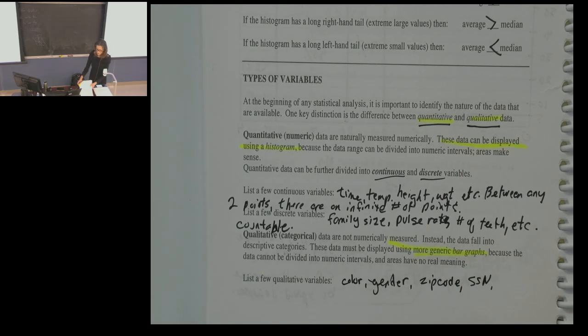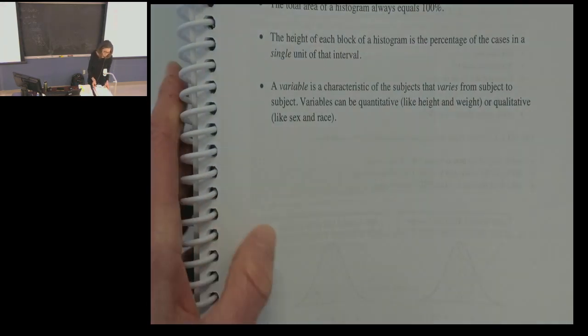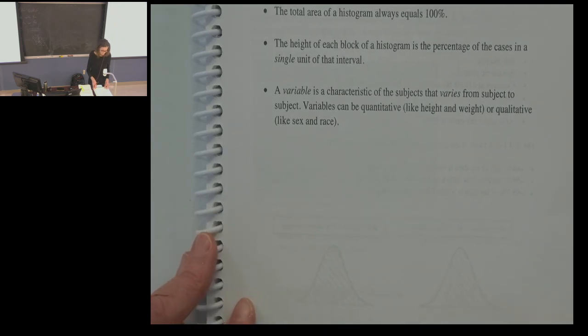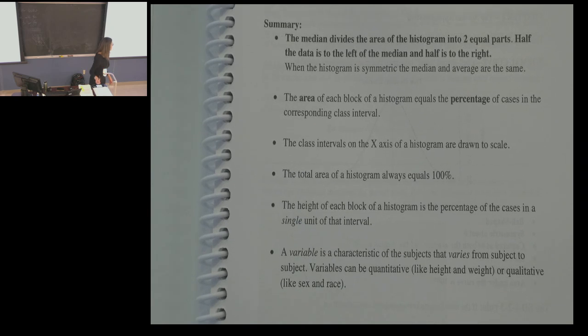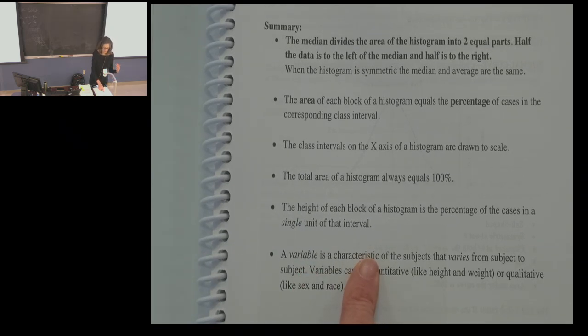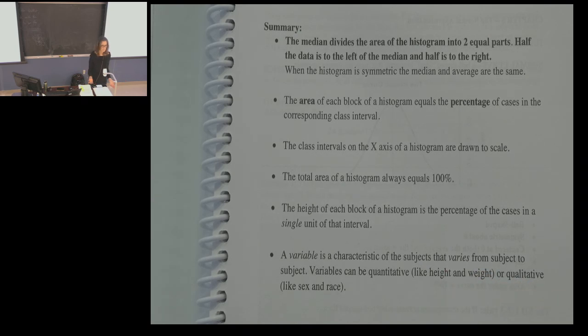Now, the last thing: what is a variable? I didn't even say. A variable is just a characteristic of the data that varies from subject to subject. That's all it is. A variable varies. It's quite easy, and variables can be quantitative or qualitative.